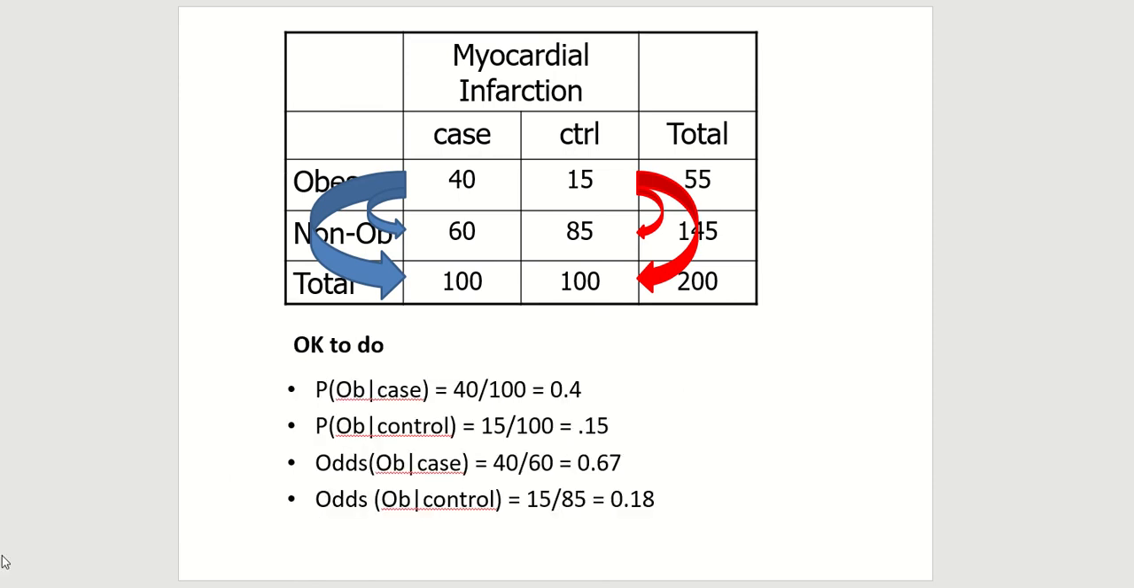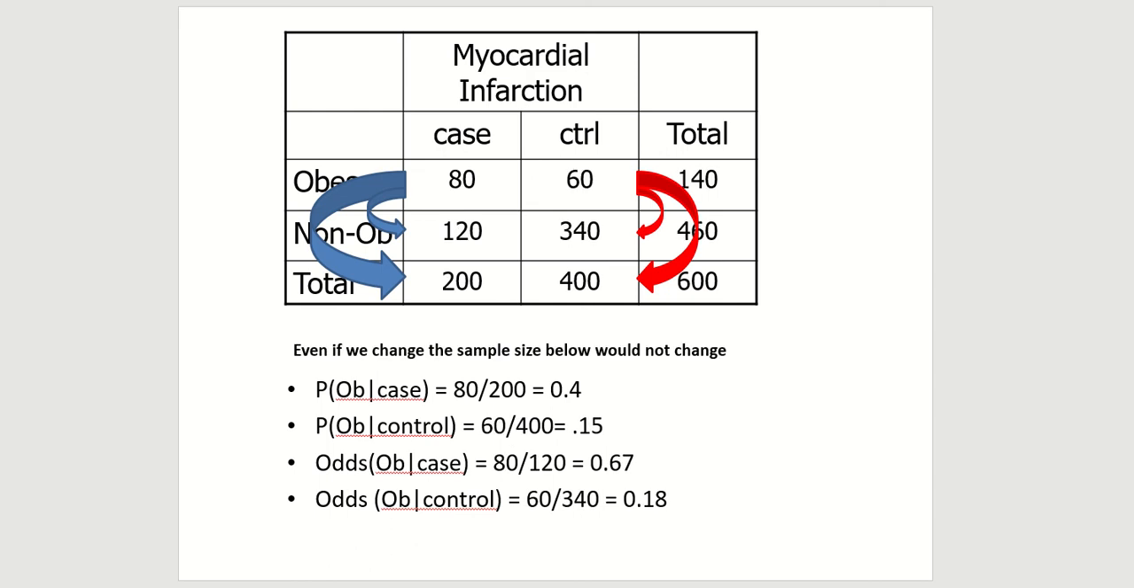I know that probably now it's clear, but I like to emphasize the point. So let me go back to this example. Therefore, the proportion of obese among cases, 40 over 100, is 0.4. The proportion of obese among controls is 15 over 100, that's 0.15. The odds of obese among cases is 40 over 60, 0.67. The odds of obese among controls is 15 over 85, 0.18.